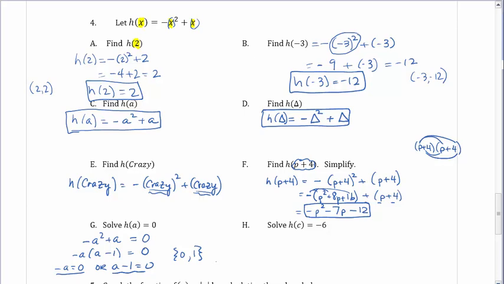I do the same thing here in H. h of c equals negative 6. So this part right here says put a c in where the x was. So that's negative c squared plus c. And I'm also told that that's equal to negative 6. So I'm going to make that equal to negative 6. And now I need to solve this equation.